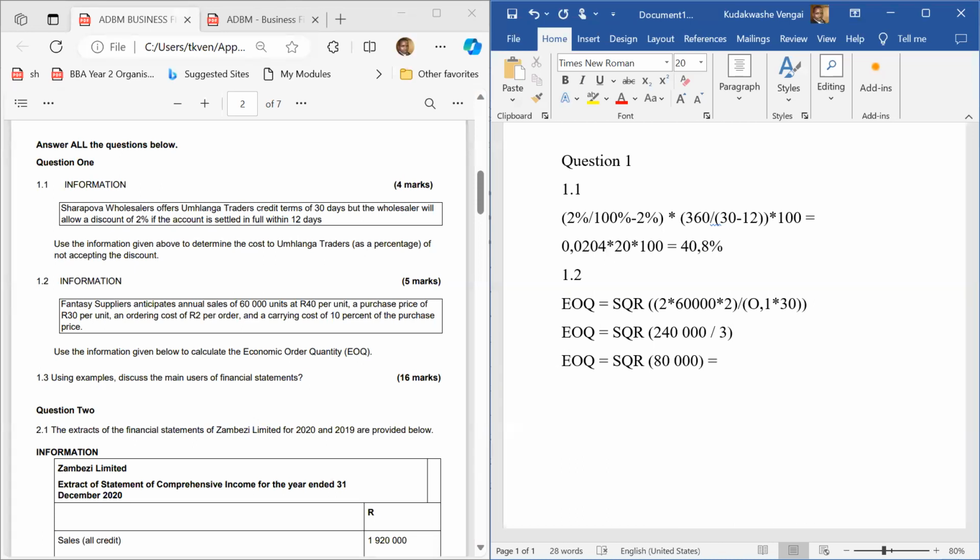That's 282. I get 282.84 units. Then you can round up your answer if you want. You can round up your answer to 283 units as your final answer, right? So that's 1.2 there. Then 1.3, it's another theory question.